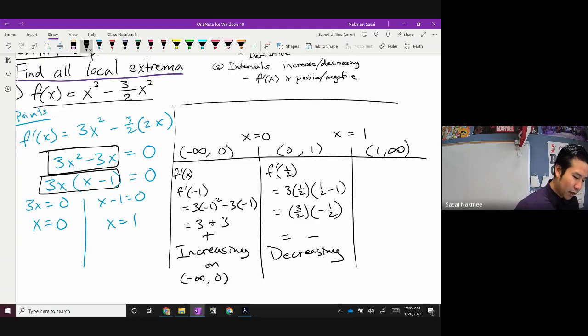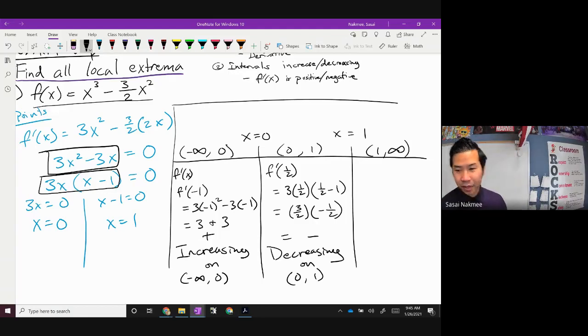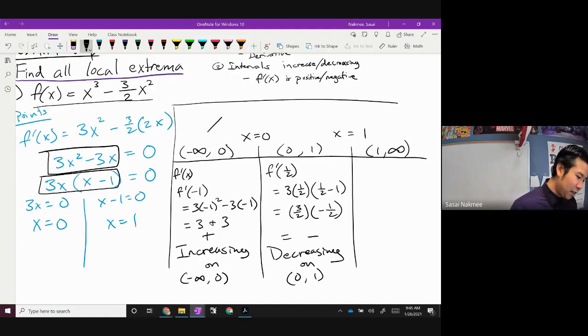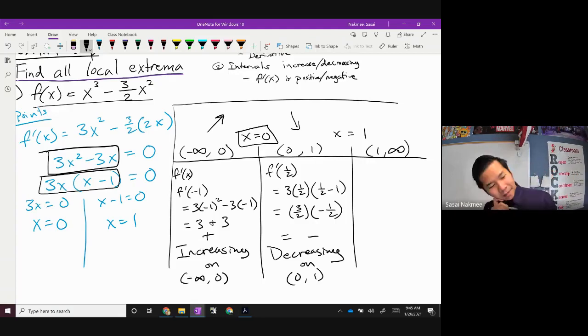Yeah, it's decreasing on the interval from 0 to 1. That's the function, and that's what it's doing there. So now that I see that the function is increasing on this interval and then decreasing on that interval, what can you guys tell me about x equaling 0? That is a local what? If you see it going up and then it goes down, it is an extrema. And what type of extrema is it? Monica's saying right there, it is a local max.